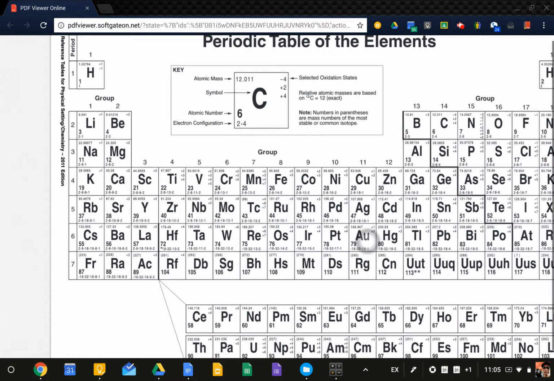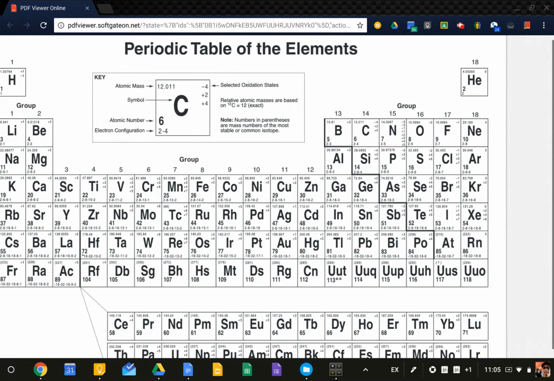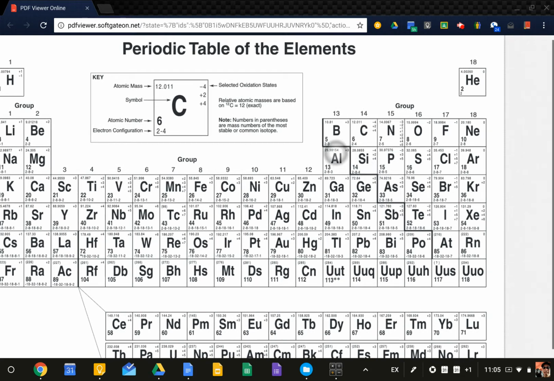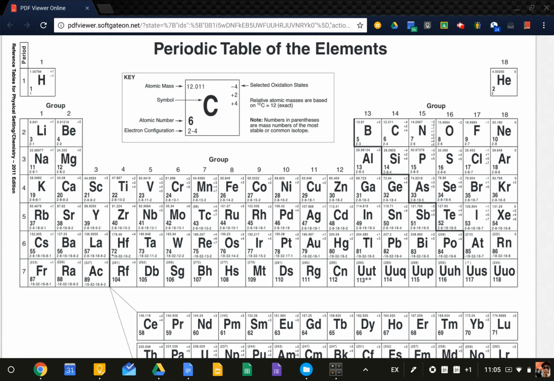Okay, so quick recap. This spot right here, that dark looking line, that border, looks like a staircase. That separator separates the metals, which are on the left-hand side of the periodic table, except for hydrogen. Hydrogen is the only element to the left of that staircase border that is a non-metal. Everything else to the left of the staircase is a metal.